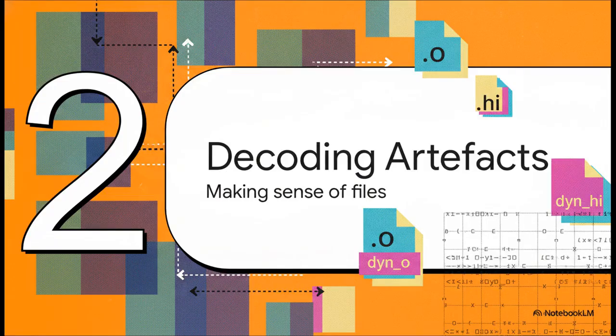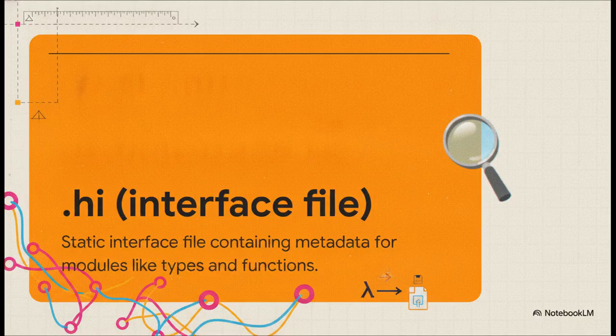Which brings us to Section 2, decoding compiler artifacts, making sense of the file extensions. Now, what's really fascinating about this directory is the specific compiler artifacts it generates. All those repeating file names with different endings, they actually aren't duplicates at all. They are highly specialized pieces of the compilation puzzle.